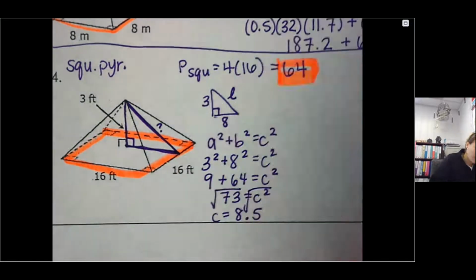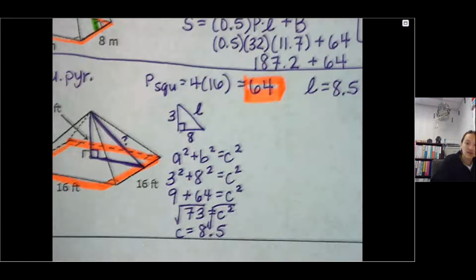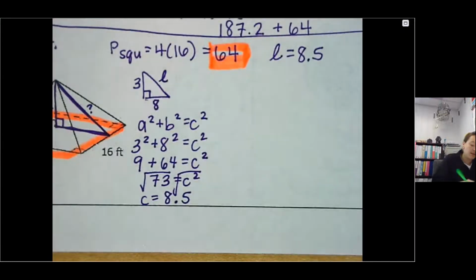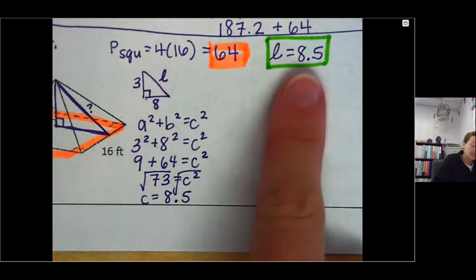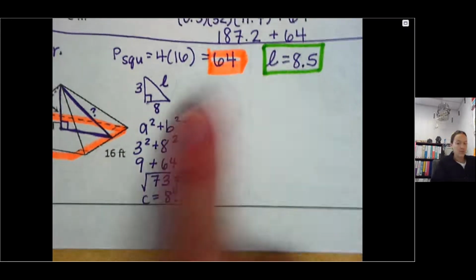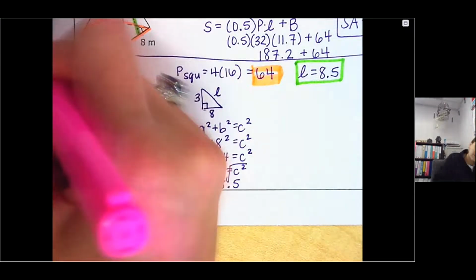Ooh, it was a lot of work, but I'm not done. That is now my slant height. My L value is 8.5. So I did all that work just for the L. I still have more to do because I've got the perimeter and the slant height, but I still need the big B, which is the area of my base.